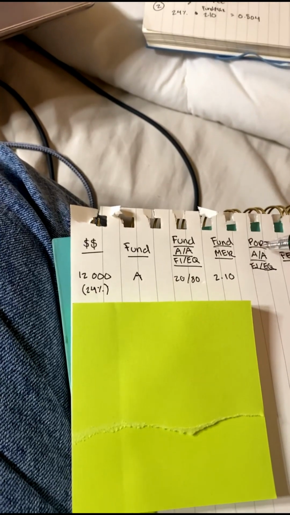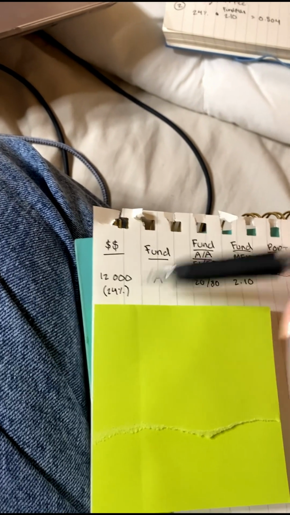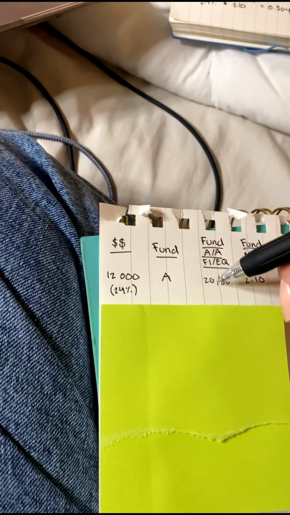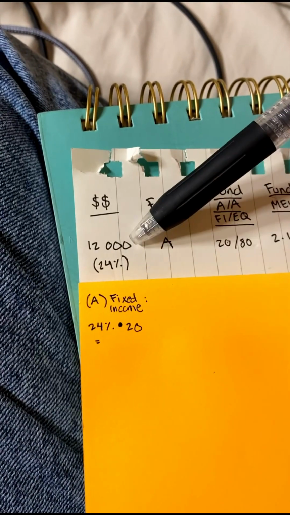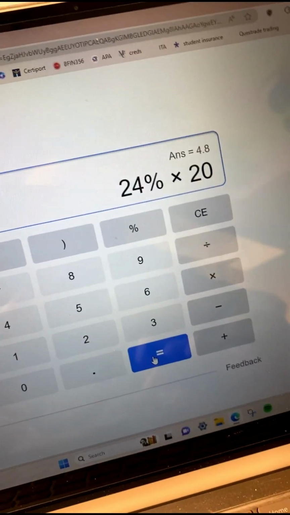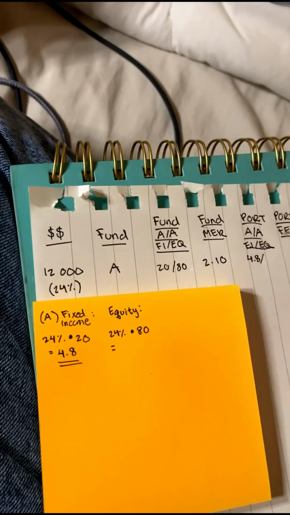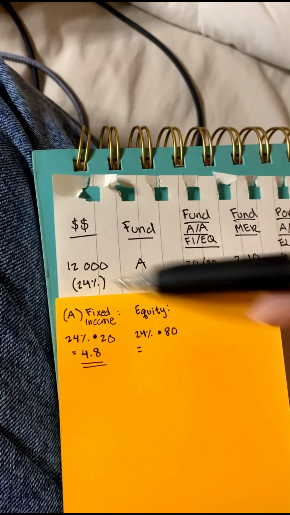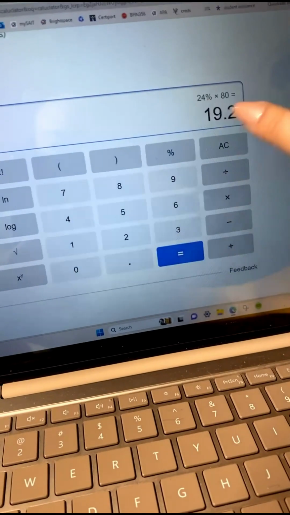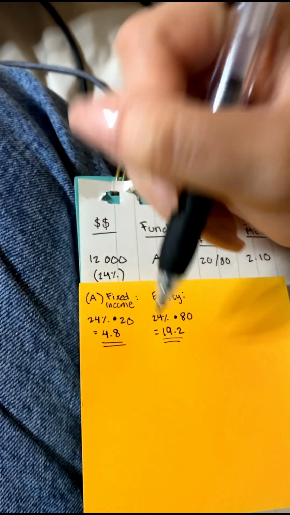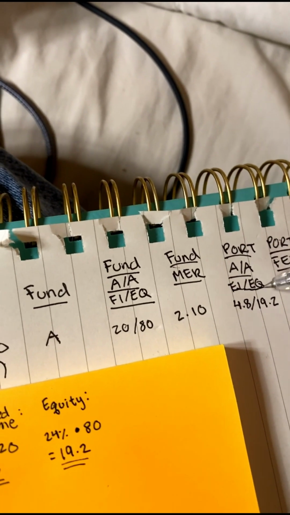So for the portfolio asset allocation for fixed income, you take the 24% that you found before times the 20 in this fixed income for just the fund. So it's this 24% times this 20, which is 4.8. And then for the equity portion, you do the same thing. You take your 24% from here, and then you take your 80 from here and multiply them. That's 19.2. So you have 4.8 fixed income, 19.2 equity.